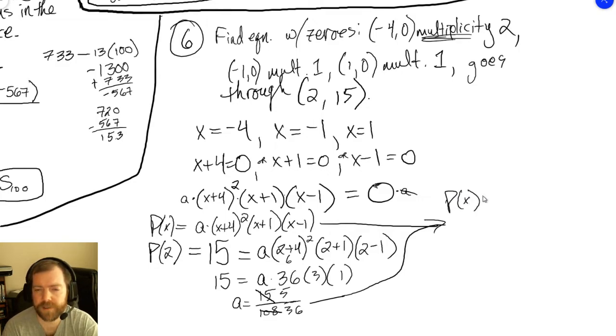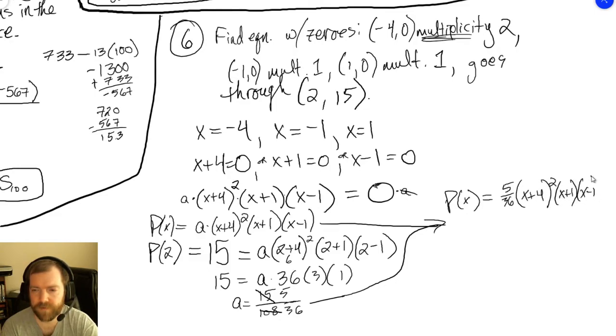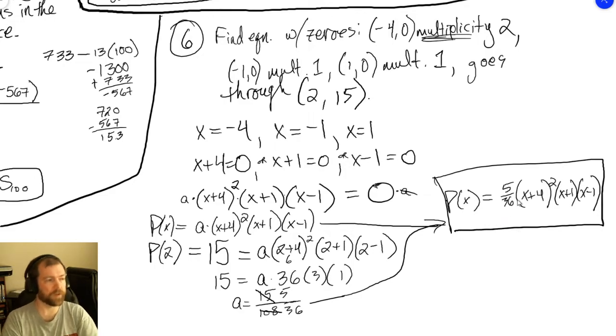our p of x must be equal to, if it is a polynomial, 100% a polynomial. Probably should have said this is a polynomial equation. Find the polynomial equation with zeros. Yep, anyway. 5/36 times x plus 4 squared times x plus 1 times x minus 1. Alright, that is our equation for this particular polynomial.